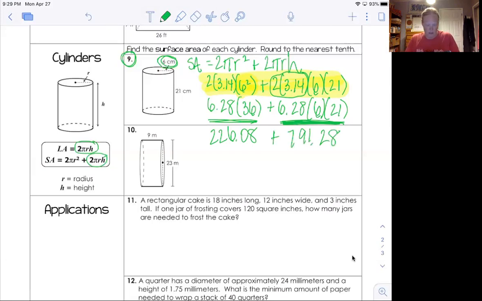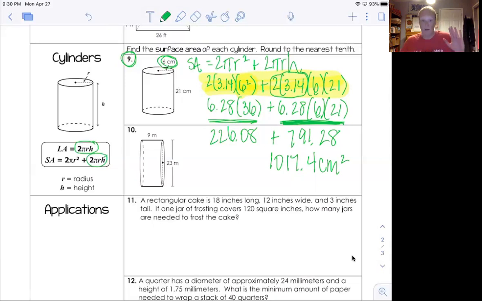Okay, now I'm going to add. So 226.08, and now I'm going to round too. I get 1017.4, this is area, centimeters squared. Okay, so I kind of like cylinders. Those are like the nicest ones to do, just because you can plug all the numbers in and you don't have to worry about finding different parts.